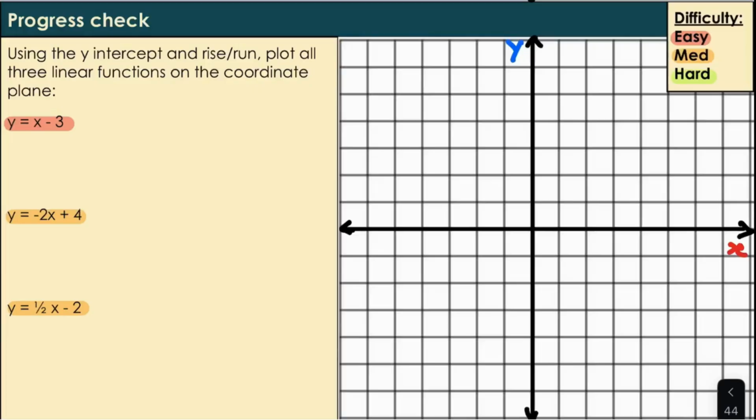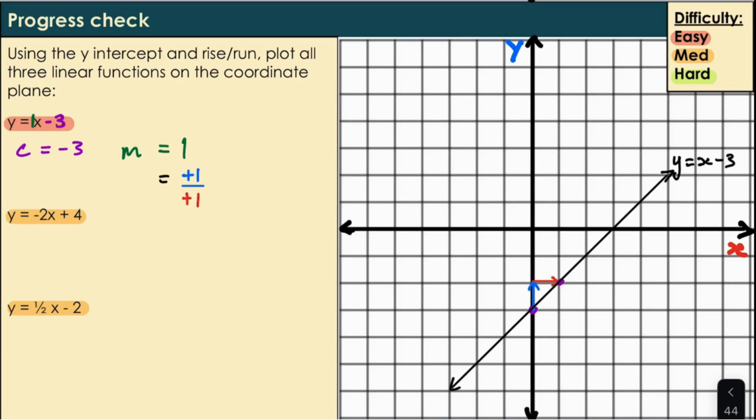Our first function, y equals x minus 3. Our y-intercept is negative 3, so we write c equals negative 3. Our slope is the number in front of x. There's an invisible 1, so m equals 1. We convert that to fraction form. We plot our y-intercept, negative 3. Rise was positive 1. We go up 1. The run was positive 1, across 1. And we plot our second point. We connect those 2 points with a straight line.